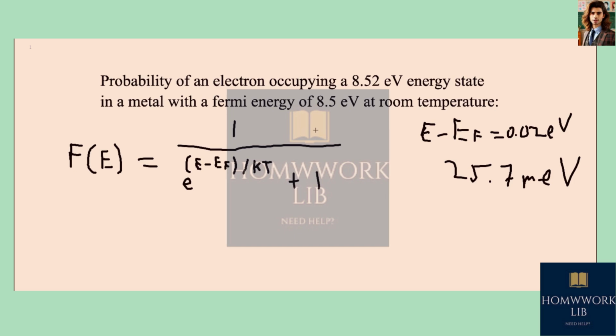So now all we have to do is plug in numbers. We have E minus EF, we divide that by kT. That's the value of our exponential here. We add 1 to that, and all that is in the denominator. Plugging in numbers and being careful with our calculation, we find that the probability of an electron occupying the state is approximately 0.31, or equivalently 31%. And that's our answer.